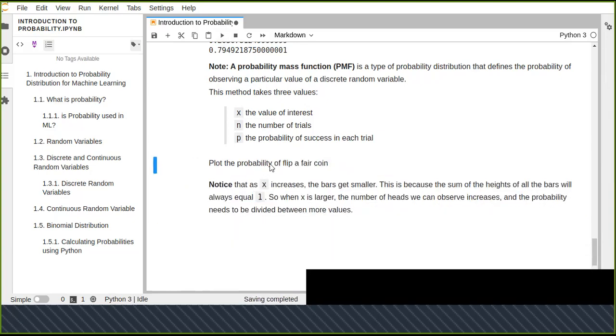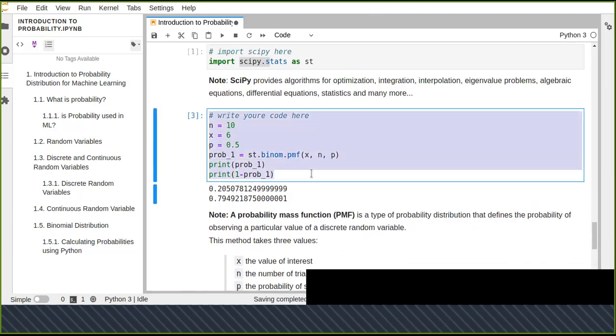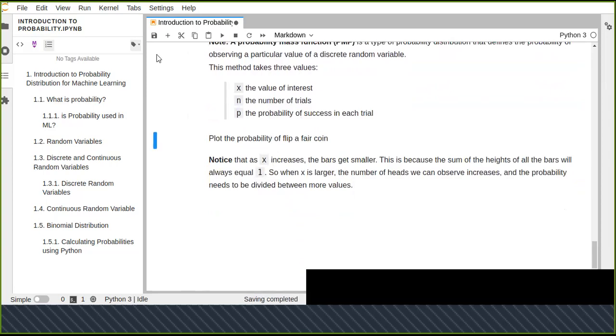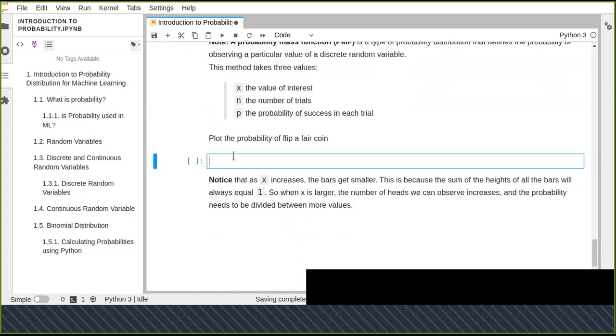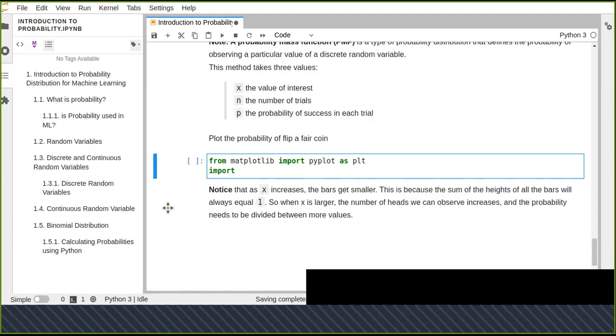Then let's plot the probability of flipping a fair coin. Let's plot this to count the number of heads and find the probabilities of heads using matplotlib. First, let's define the libraries: from matplotlib import pyplot as plt, and we also import the number of heads trials.